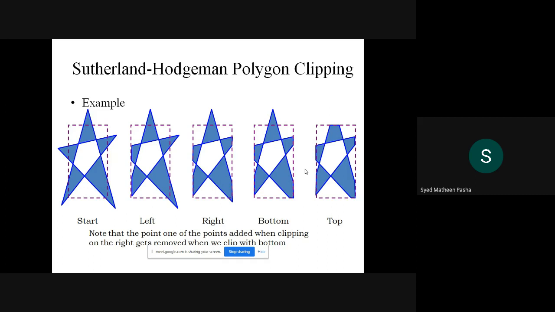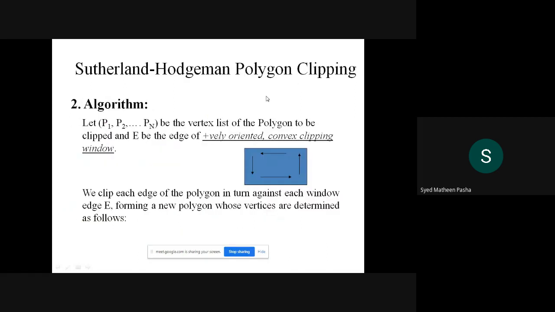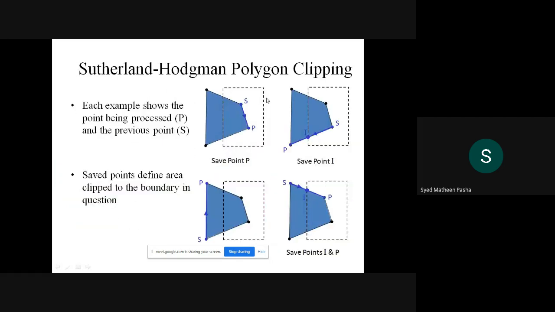You should mention this note in your answers as well. That is, if the point comes under both edges, the algorithm is so efficient that it will start eliminating that particular edge with respect to the different edges as well. So this is an example of Sutherland-Hodgman polygon clipping or area clipping. We'll check out how the algorithm works.